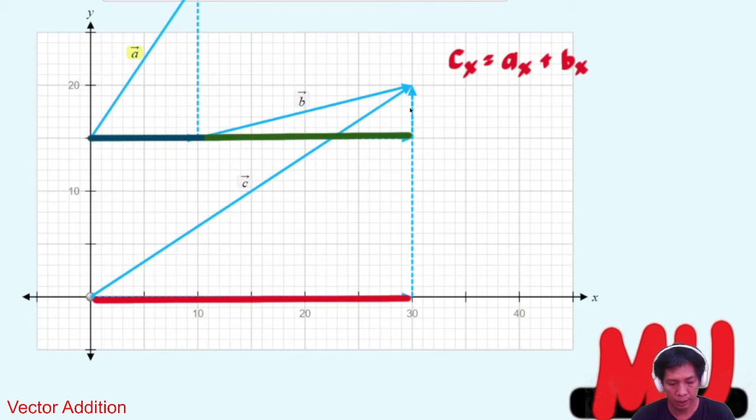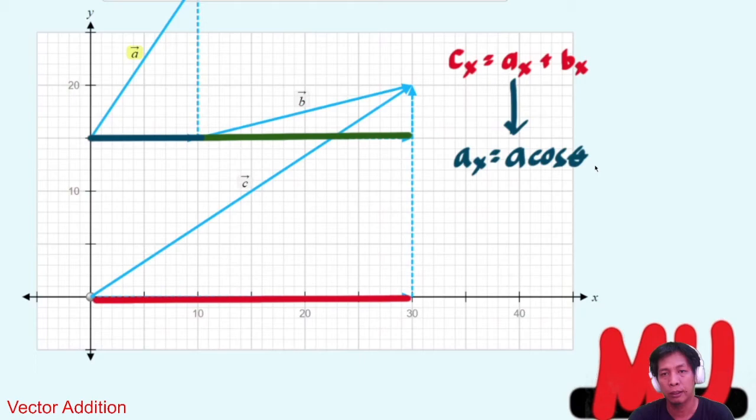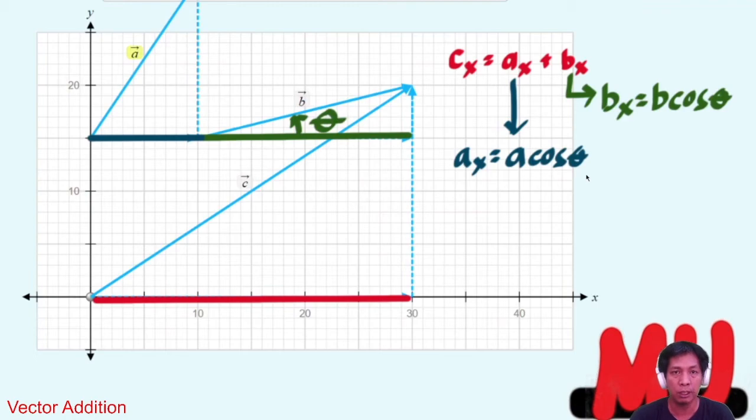And just like what we did a while ago, we can also calculate that one given the magnitude of the vector A and the direction angle. The same is true with this. The component of the vector B along the x-axis can be calculated with that. And the angles here are the direction angles. This is the direction angle of vector B, and this is the direction angle of vector A.